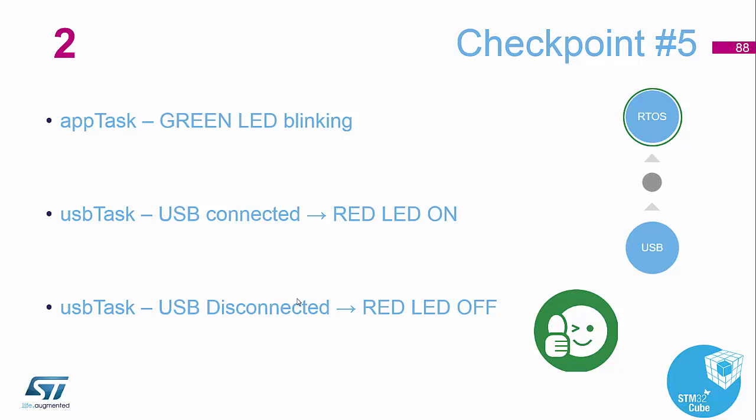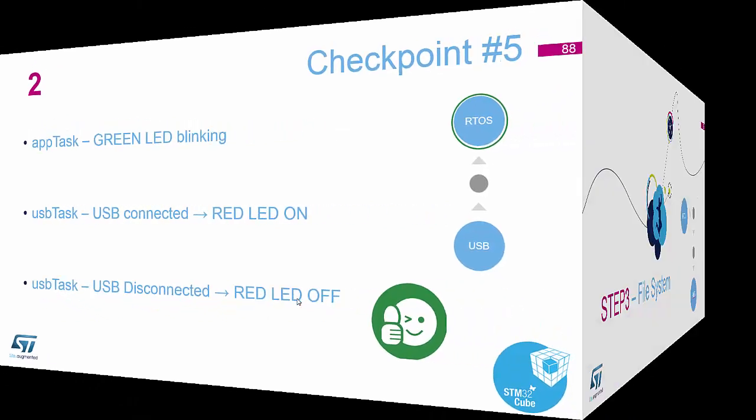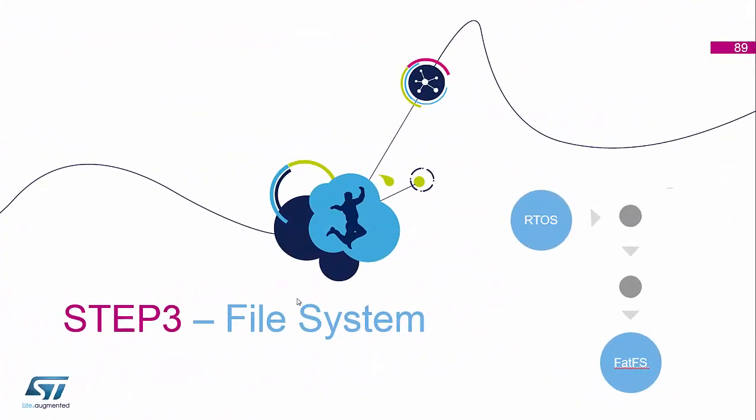So if I disconnect my USB cable, my red LED will go off. So I've disconnected it from my laptop. If I reconnect my micro USB again, my red LED comes back on again. So that's telling me now that the different tasks in the operating system are now running correctly. So that's section 2 complete.